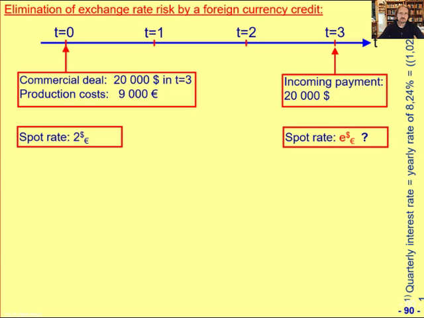A quite simple way to eliminate exchange rate risk is a foreign currency credit. Let me use the commercial deal just explained 2 slides before to show how a foreign currency credit can be used to perfectly hedge the exchange rate risk.